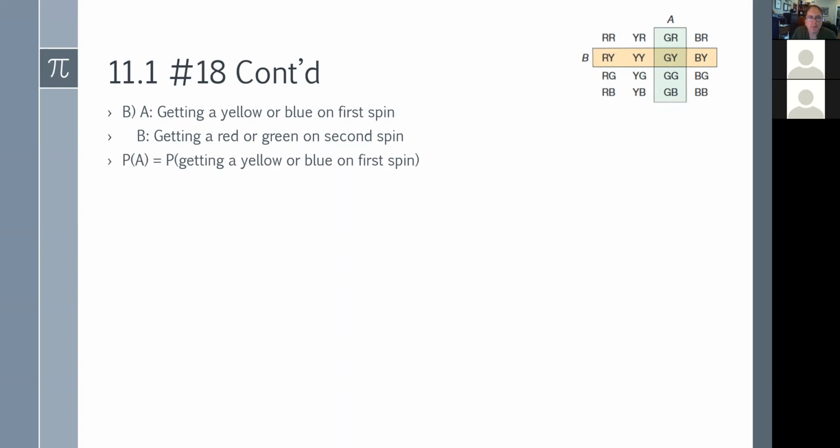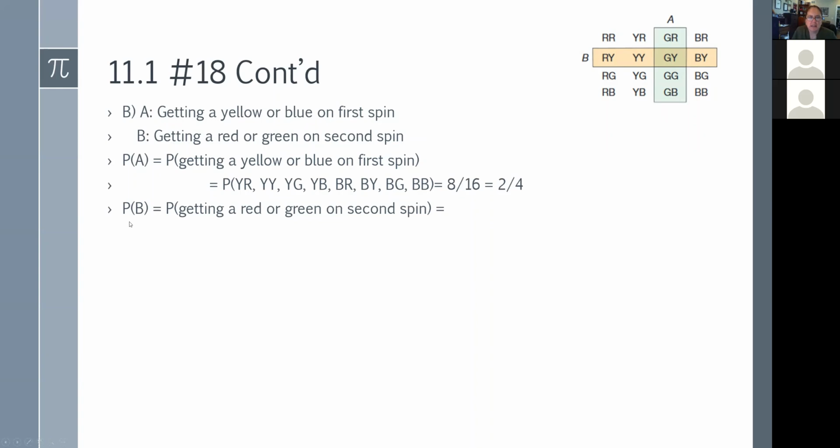So we first find the probability of event A, the probability of getting a yellow or blue on the first spin. And I've listed out the possibilities. There are 8 of them. And so that probability is 8 out of 16. And I've reduced that down to 2/4. We also could reduce it to 1/2. Event B has a probability. So this is the probability of getting a red or a green on the second spin. I've listed those possibilities out, and that's also equal to 8/16, which I've reduced to 2/4. We could also reduce it to 1/2.